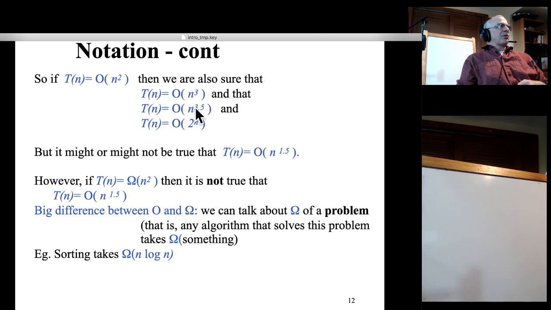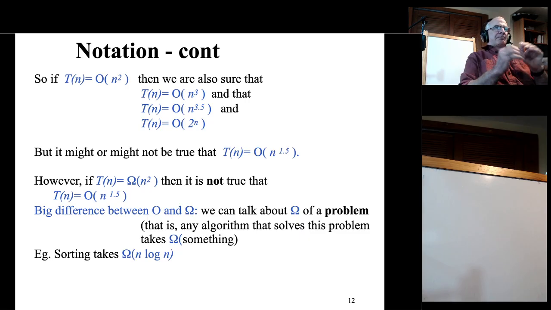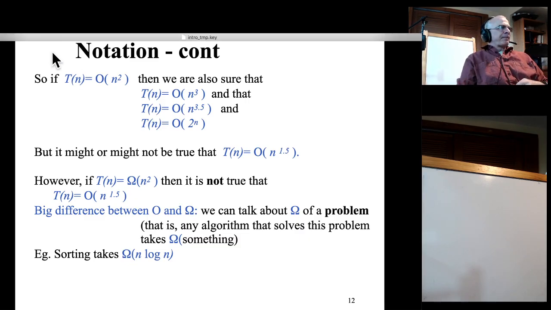T of n is also order of n to the 3.5. T of n is also order of 2 to the n. All these three statements are true if the statement T of n is order of n square is true. Think about the O as a macro, an alias for a much longer sentence that says I can show you two constants, c and n0, such that for every n larger than n0, something is satisfied. So if this claim is true, then all these three claims are true.